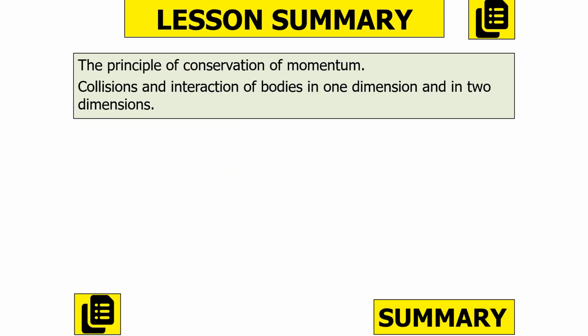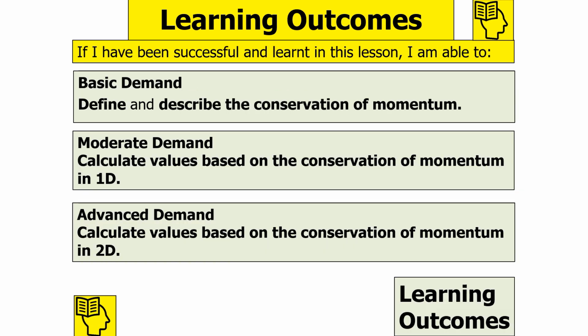So in this lesson, we've looked at the principle of conservation of momentum. We've looked at collisions and interactions of bodies in 1 and 2 dimensions. So if we've been successful, in today's lesson we've learnt to define and describe the conservation of momentum, calculate values based on the conservation of momentum in 1D, and calculate values based on the conservation of momentum in 2D.